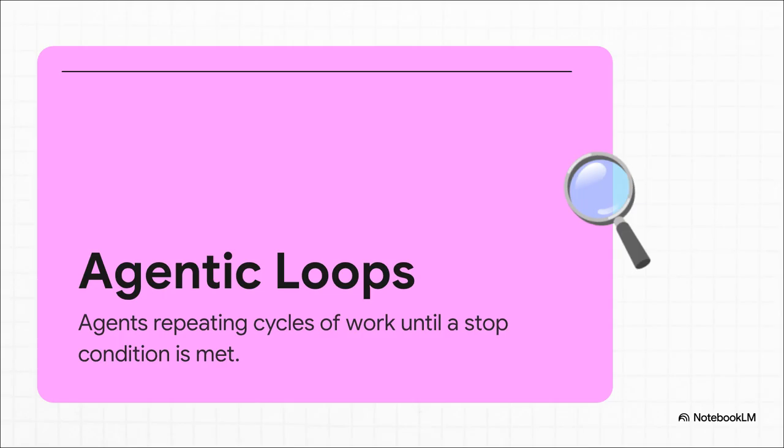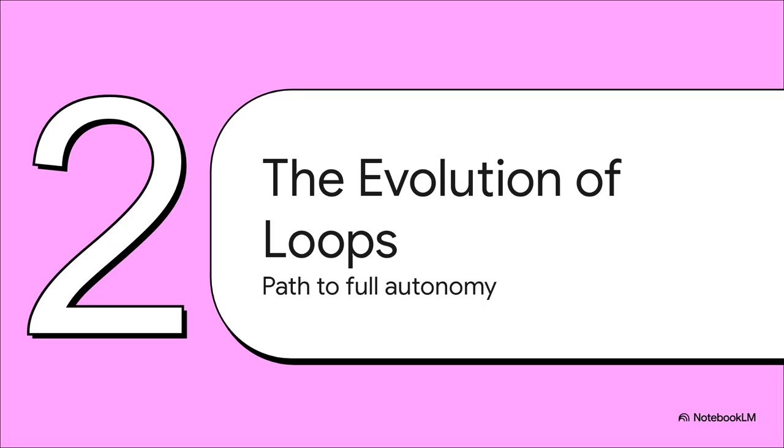Now, I love that. It sounds so simple, doesn't it? But man, it becomes incredibly powerful in practice. Basically, loops are categorized by three main things: how they're triggered, how they're stopped, and what specific Claude Code primitive you're using to run them. So let's break down what this evolution actually looks like. Section 2. The evolution of loops. Going from manual tasks to full autonomy.